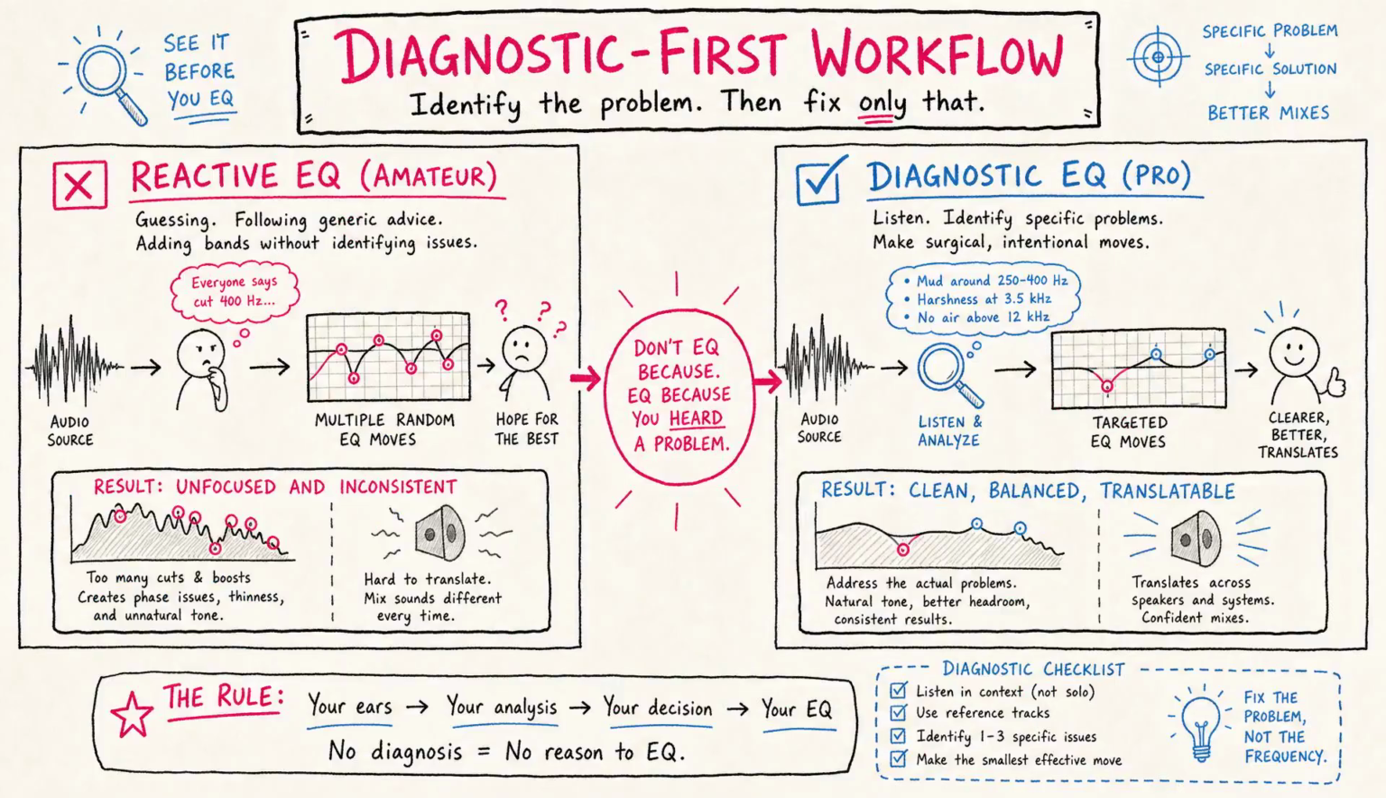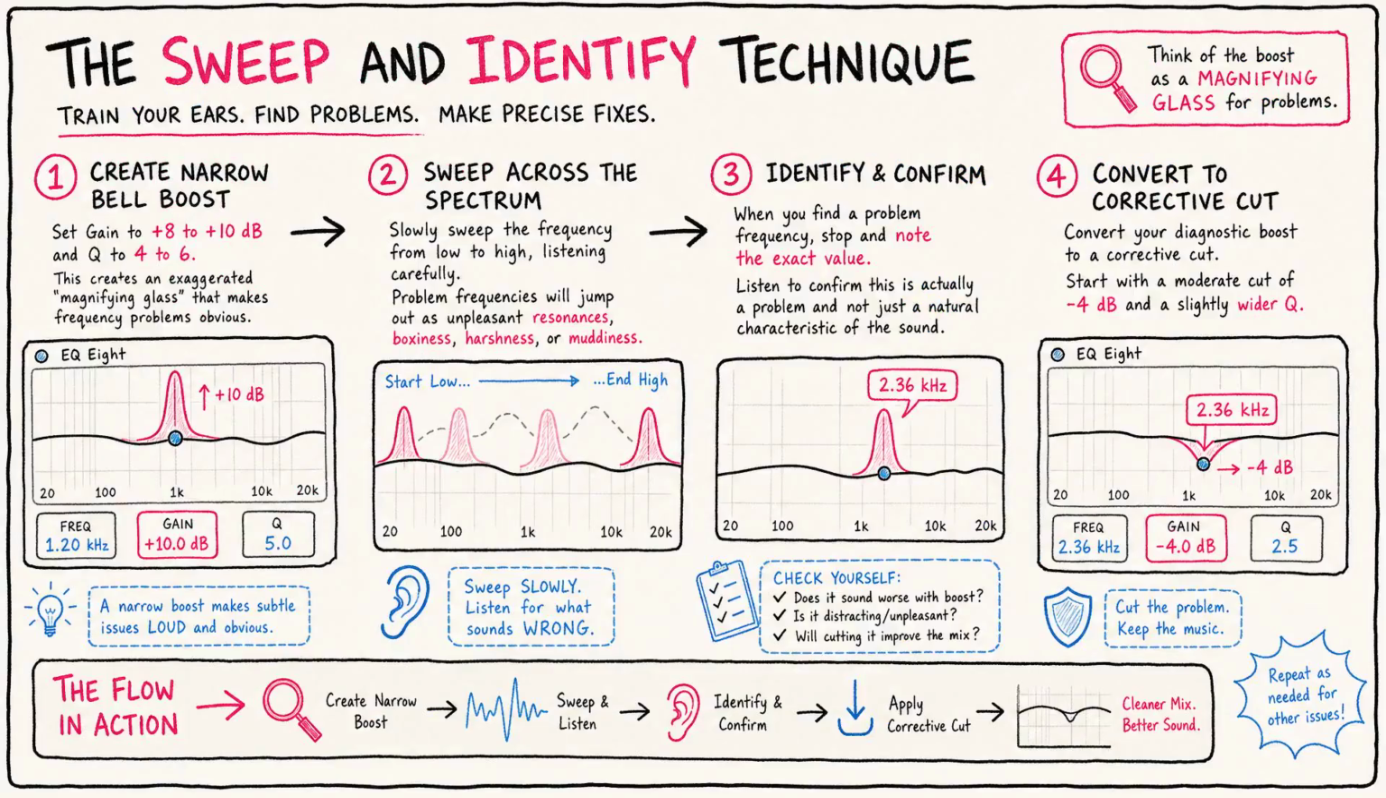The most important EQ skill isn't knowing which frequencies to boost or cut, it's learning to identify problems before reaching for any processing. Amateur mixers often EQ reactively, adding bands because everyone says to cut 400 Hz, or boosting presence because a YouTube tutorial recommended it. Professional engineers EQ diagnostically, identifying specific problems in specific sources and addressing only those issues. This fundamental technique trains your ears while solving immediate problems.